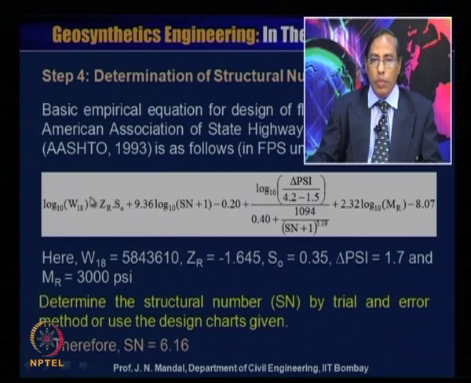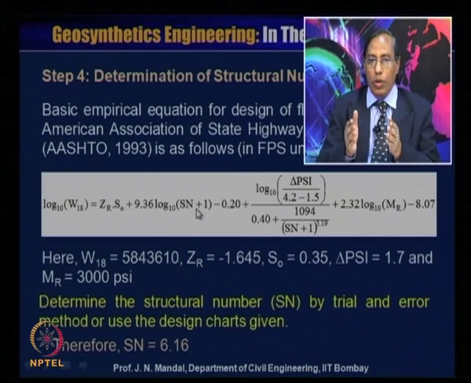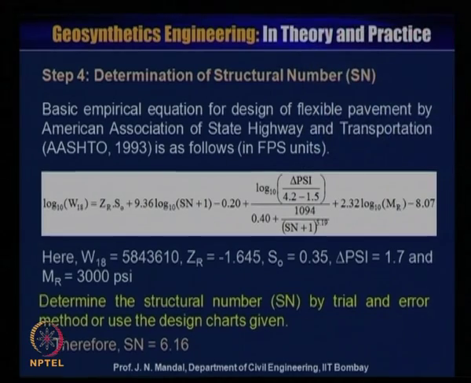So, we can determine the structural number, that is SN, by trial and error method, or we can use the design chart which is also given. From the trial and error method you calculate the SN value, and the SN value here is about 6.16, approximately 6.16. So, we assume 6 and we obtain about 6.16.